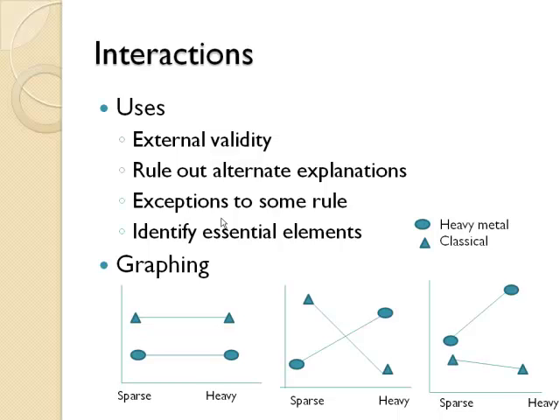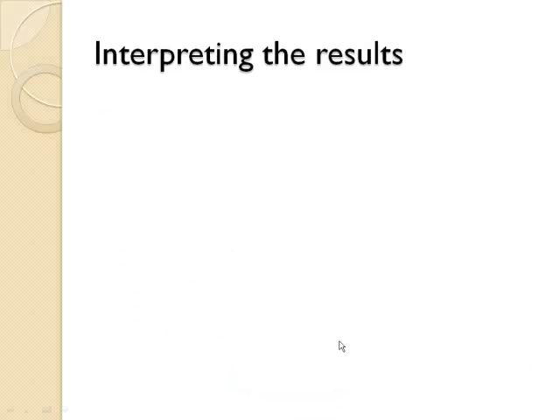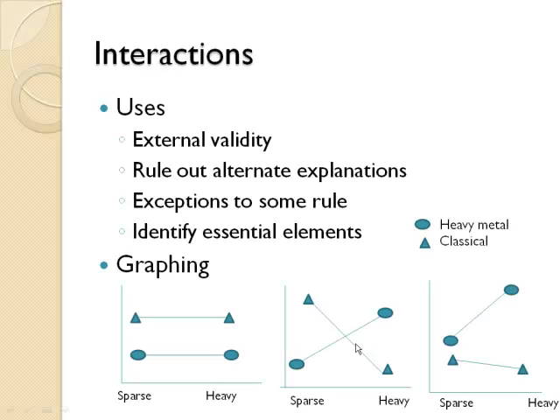And then the main effect of heavy metal versus classical, the main effect of music type, is harder to see when they're crossed over like this. But what you do for this one is you find the midpoint of the line that connects the triangles and the midpoint of the line that connects the circles. And if those things have vertical distance between them, there's a main effect. If not, no main effect. And this one, when they're fully crossed like this and you get this X, there's no main effect of either variable, and it's all interaction.